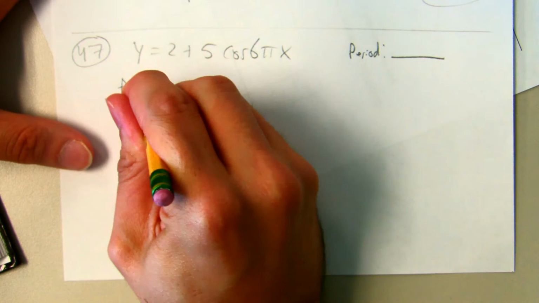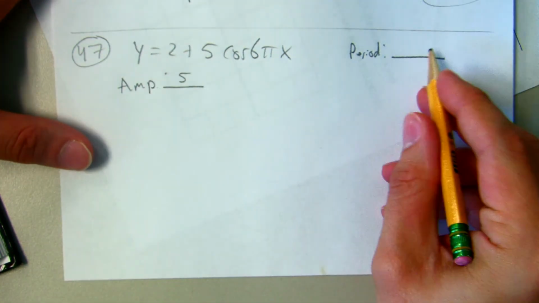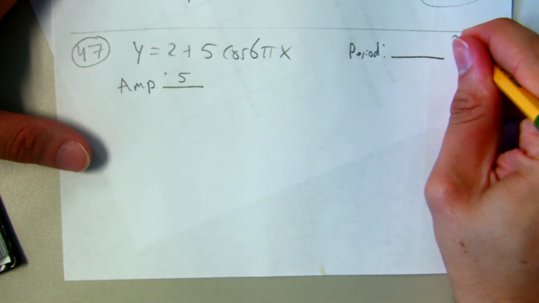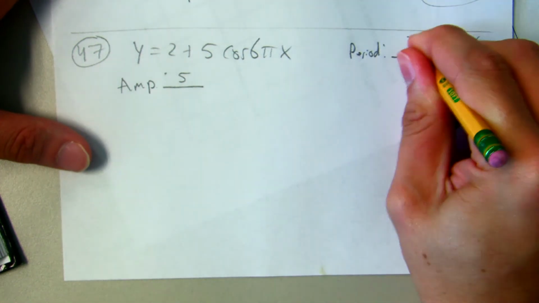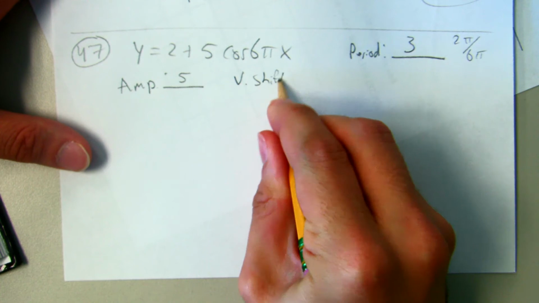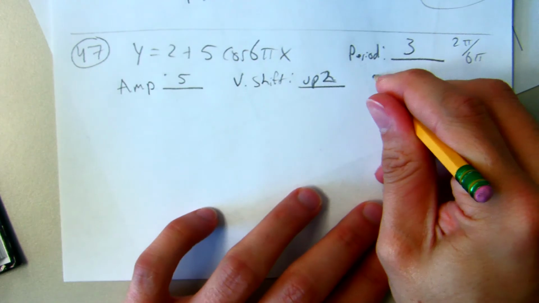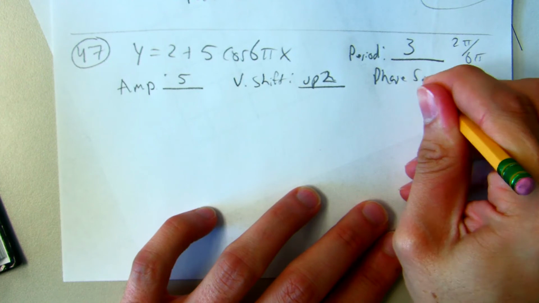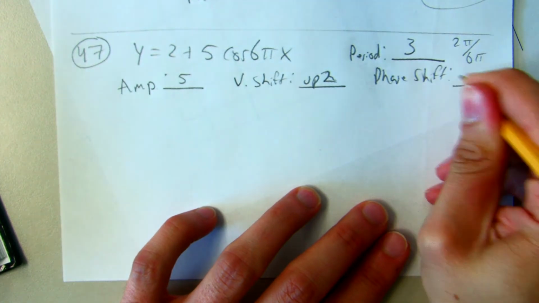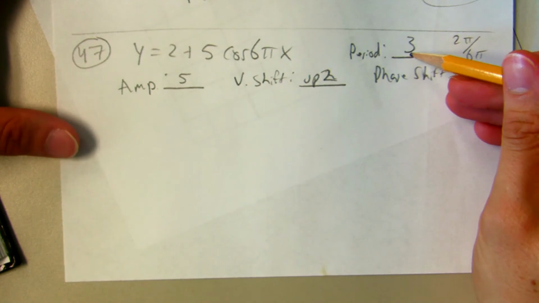head, you're asking yourself, what is the amplitude? What is the period? What is the vertical shift? What is the phase shift? Okay. So even though you don't have to write those things down, you need to at least consider them. So my period here is 3.